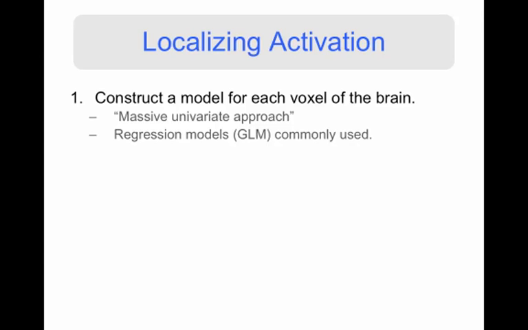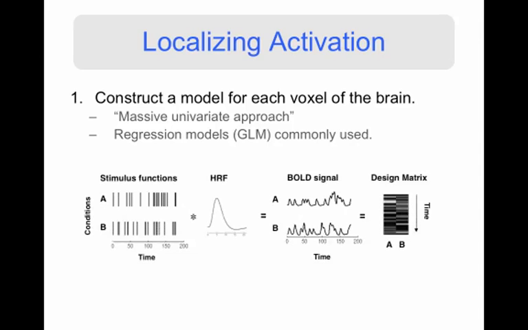We usually do this with what is called the massive univariate approach, and a regression model such as the GLM is commonly used. So what we would do is, for each condition, we would take the stimulus function corresponding to that condition, convolve it with the HRF, and get predicted BOLD responses corresponding to each condition. In this example, we have two conditions, A and B, and we see here to the right the predicted BOLD response for A and B. We add those as columns of a design matrix, X, as follows.